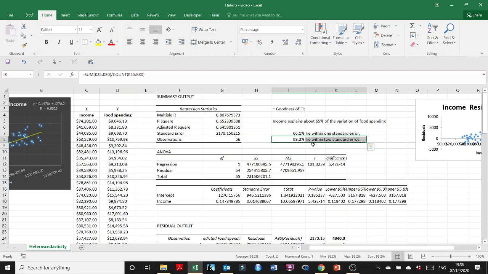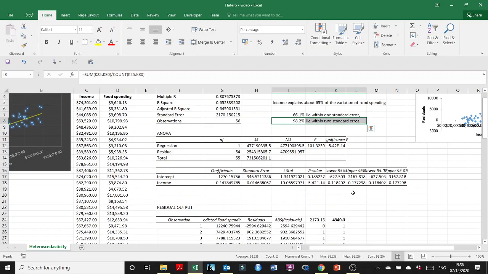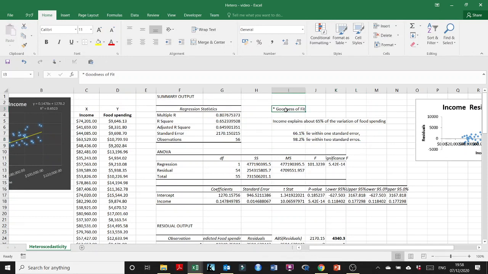Usually I ask you guys to just look up the percentage of the residuals that lie within two standard errors, and that is sufficient. So this is the goodness of fit.